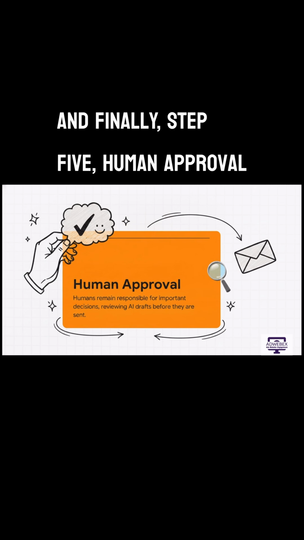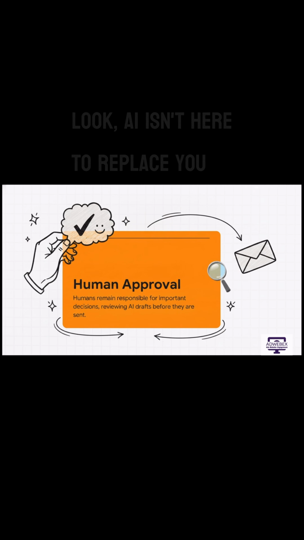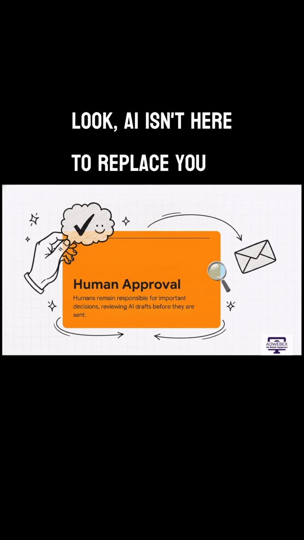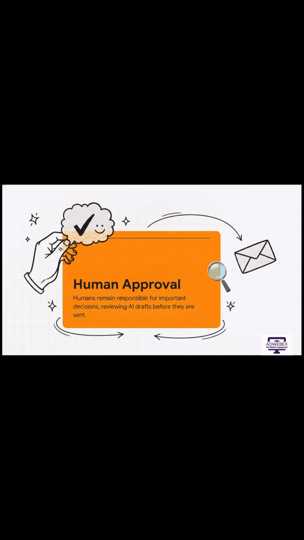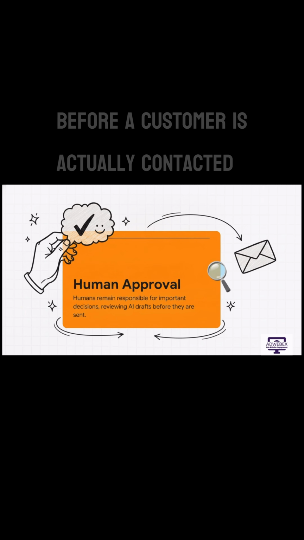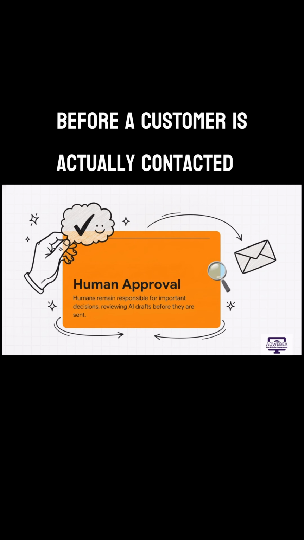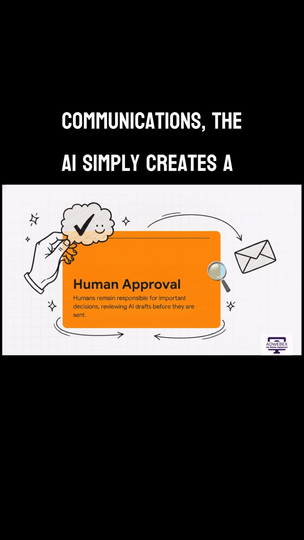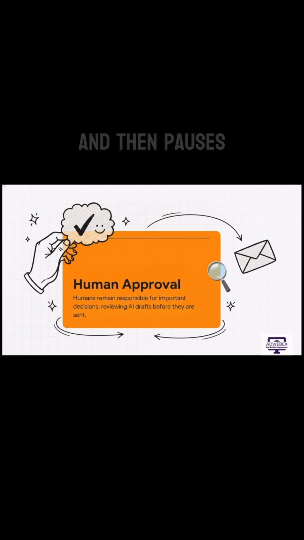And finally, Step 5, human approval. Look, AI isn't here to replace you. This final step ensures that human judgment remains the ultimate checkpoint before a customer is actually contacted. For high-stakes or sensitive communications, the AI simply creates a draft and then pauses.